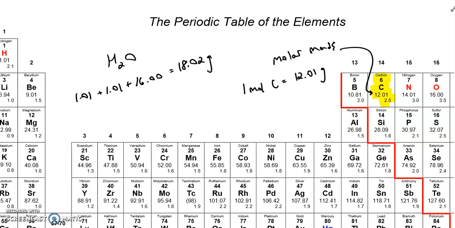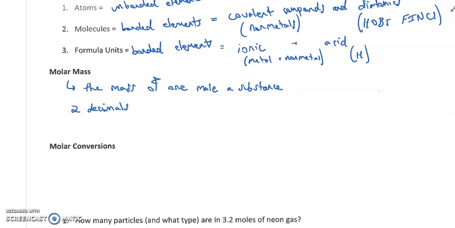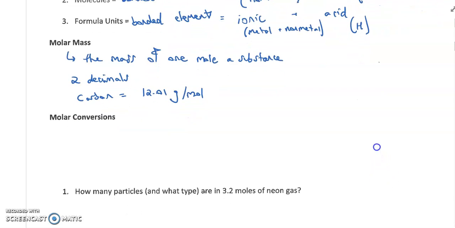Typically, we refer to this conversion factor as grams per mole. So typically I would say carbon has a molar mass of 12.01 grams per mole, which tells me that 12.01 grams equals 1 mole in my conversion factors. So let's actually jump into some of those conversion factors.